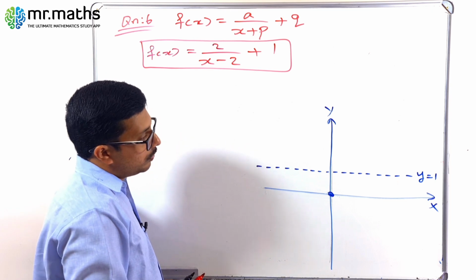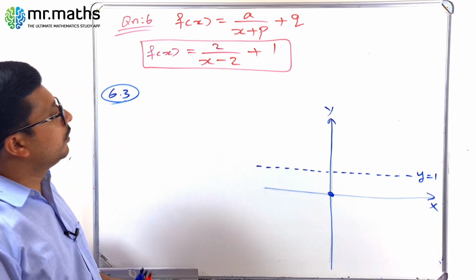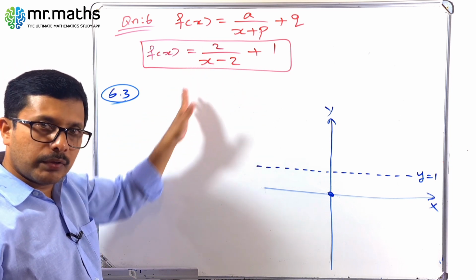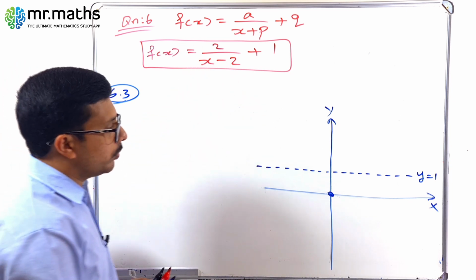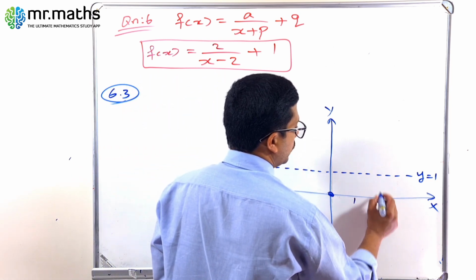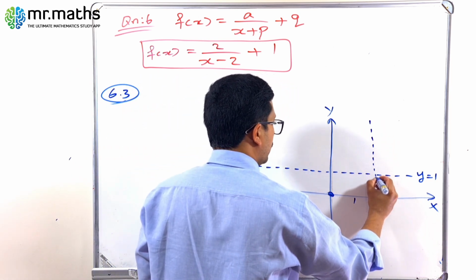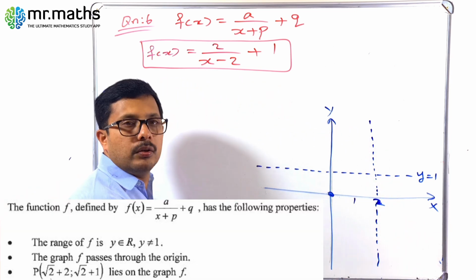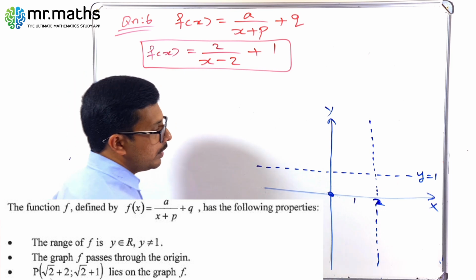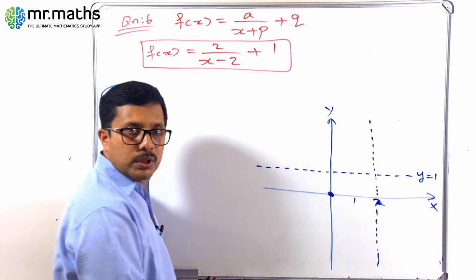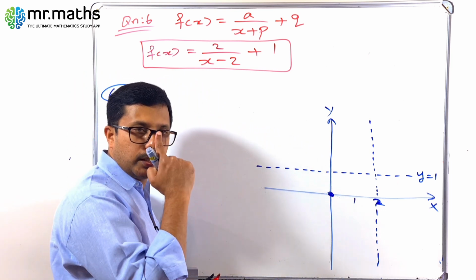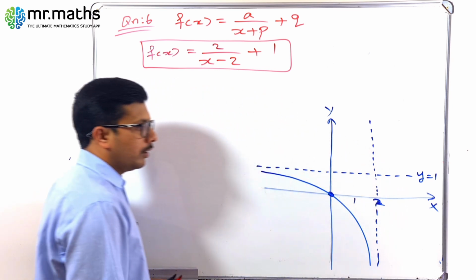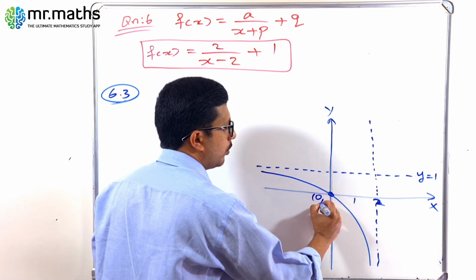Now what is the vertical asymptote? Look at this one, x minus 2. When it is minus 2, what is the vertical asymptote? Positive 2. So if this is 1, this is 2, the line passing through 2 is the vertical asymptote. And it is given in the question that it is passing through the origin. Look at the second bullet, it passes through the origin. So one side it is like this, because it passes through the origin 0, 0.